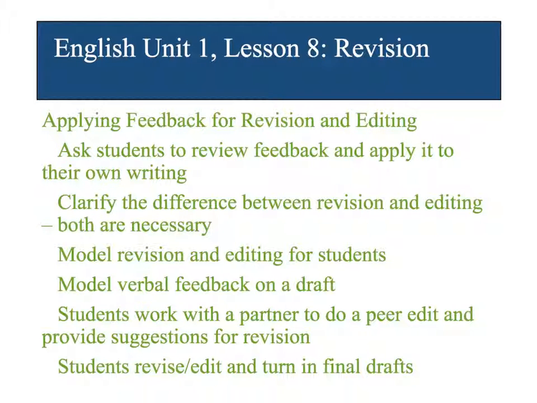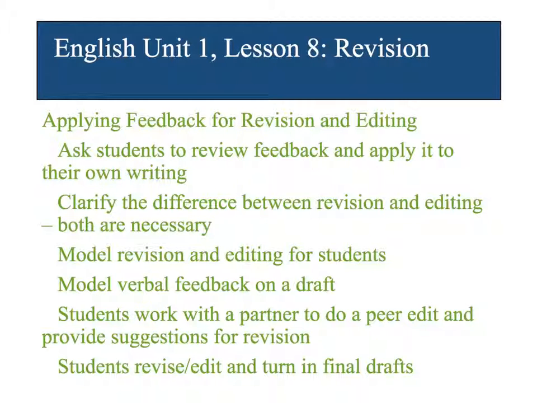Once you have finished with providing peer feedback and providing teacher feedback through written comments on the draft, one-on-one conferring, and mini lessons, then it's really time for students to apply the feedback to the revision and editing of their draft for the final draft. So you're going to ask students to take some time, review the feedback they've received, and apply it to their own writing. You will also probably need to clarify for students the difference between revision and editing.